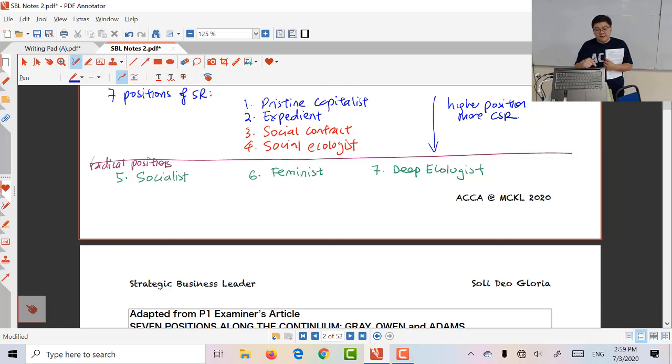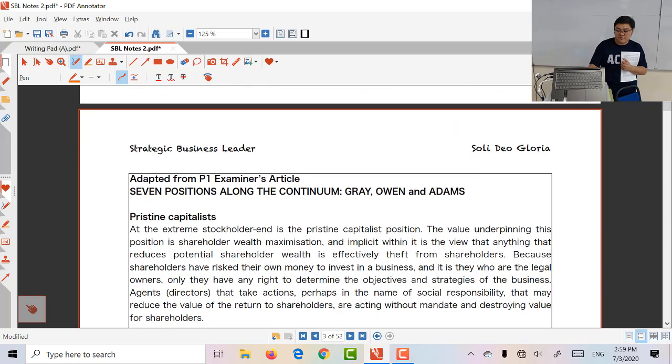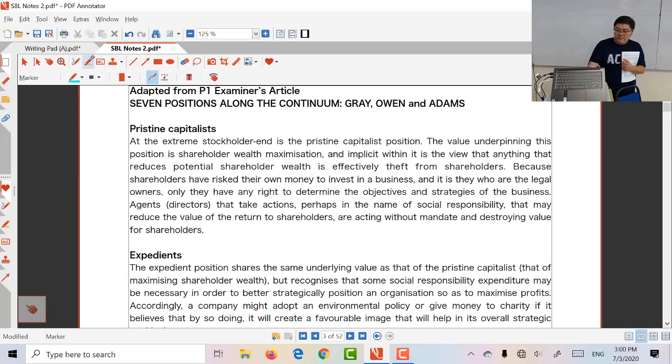Okay? Now, let's take the first four positions. The first two positions are very money-oriented. The focus is still profit. The focus is still money. Now, can I just go back to the notes? I'm going to highlight some of the keywords to you. Okay, let's look at pristine capitalist. Now, the position of shareholder wealth maximization.